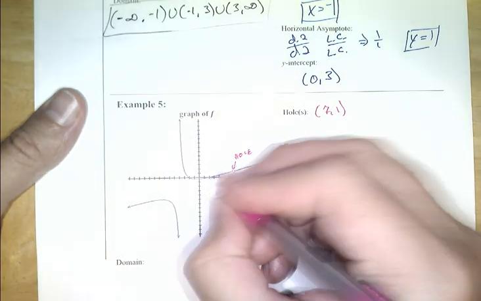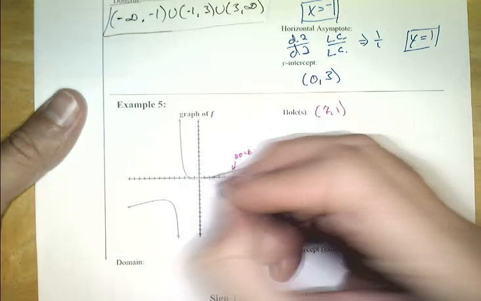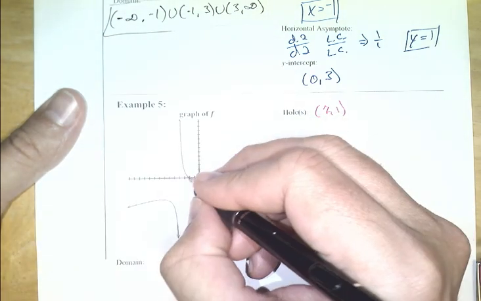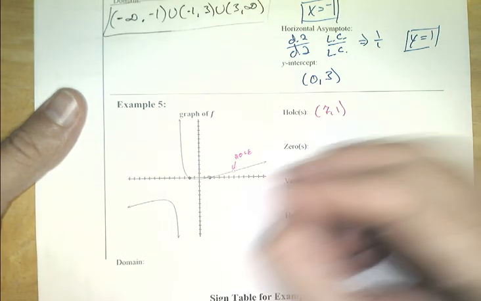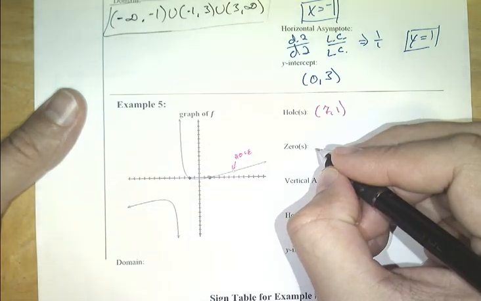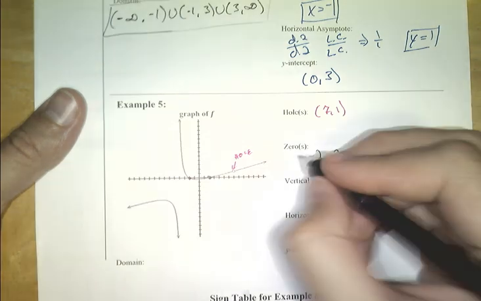The zeros occur right, it's hard to read there, and there. So we'll have a zero at, what's that? That's at negative 1, or sorry, negative 2 and positive 2.